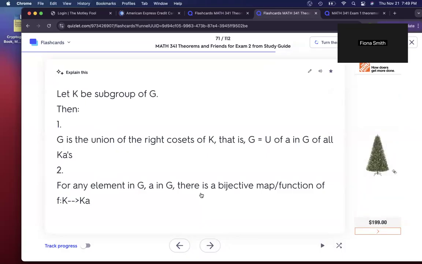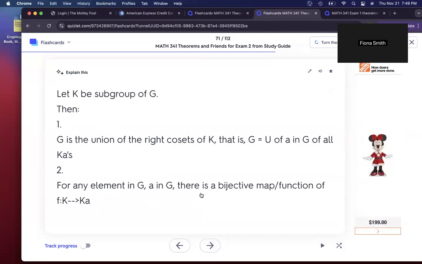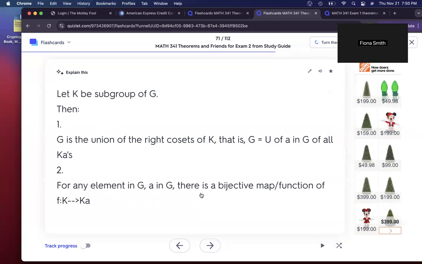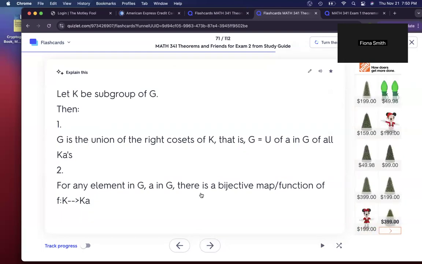Theorem 8.4: let K be a subgroup of G. Then we can say two things. We can say G is the union of the right cosets of K, meaning G equals the union over a in G of all the Ka's. And for any element a in G, there's a bijective map or function, we can say, f mapping K to Ka.